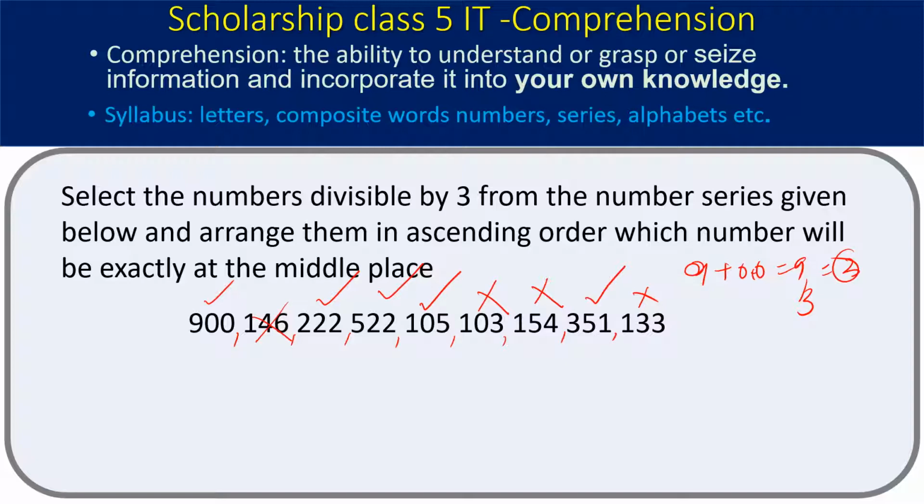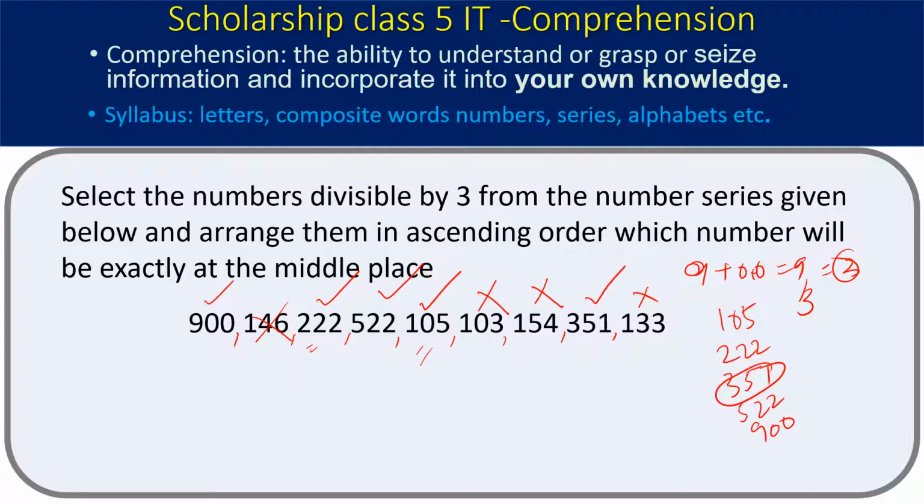We have to arrange these in ascending order. What will we do? Is there anything starting with 100? Yes, 105 is there, then nothing more. So write that 105. Is there anything starting with 200? Yes, 222 is there. Write that. Is there anything starting with 300? Yes, 351 is there. Then anything starting with 4, 5? Yes, 522 is there. 6, 7, 8, 9. 900 is there. The middle one is 351.